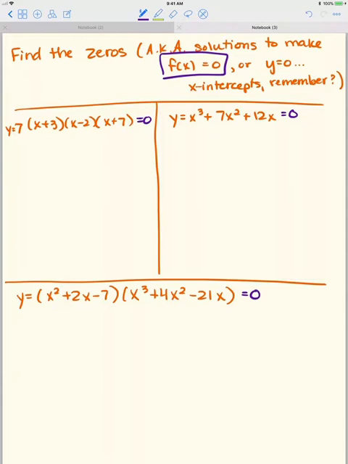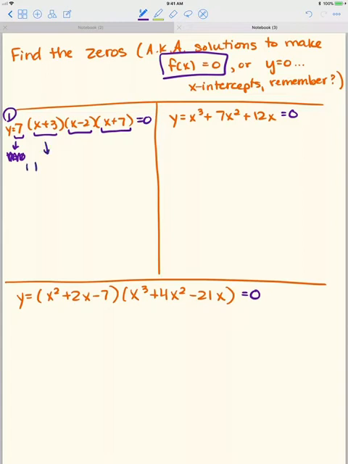So for this first one, it is already factored. There's a 7, an x plus 3, an x minus 2, an x plus 7, and we can set each of those pieces equal to 0. The 7 being set equal to 0 is useless here because there's not an x in it, so you don't really use it if it's just a coefficient.